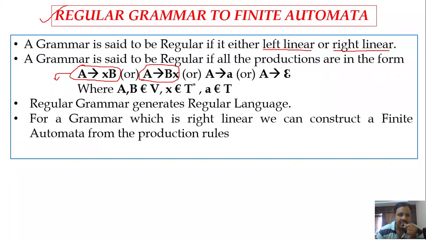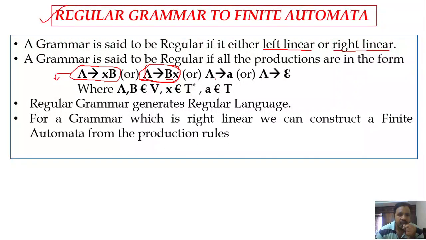Next, a grammar is said to be regular if all the productions are in this form: A denotes xB or A denotes Bx. So here you could see in A denotes Bx, we are having B in the leftmost position in the right hand side of the production rule. So if the production rules are written like this, then the regular grammar is said to be left linear. So the production rules either follow this left linear property or right linear property.